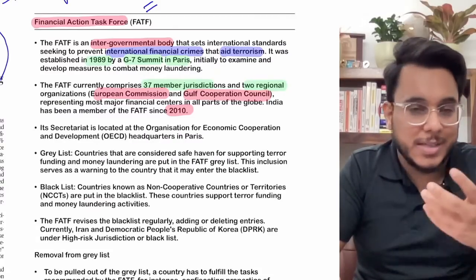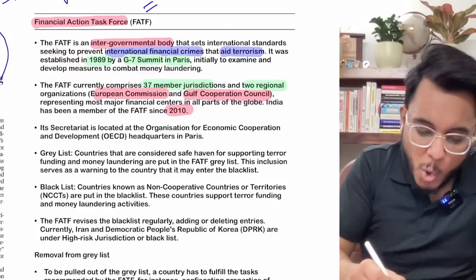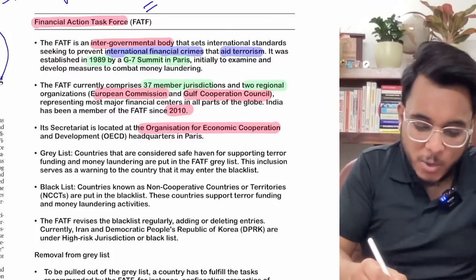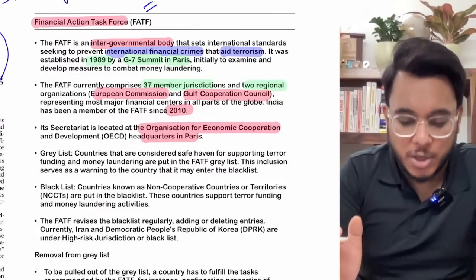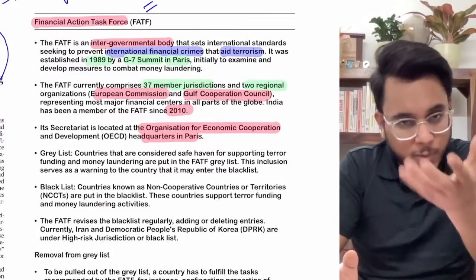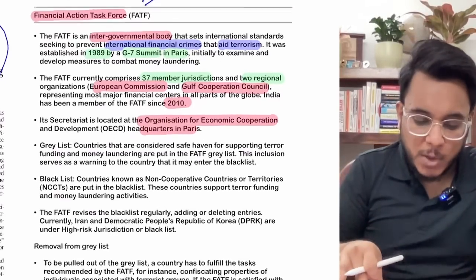The headquarters or the secretariat of this FATF is at the OECD headquarters in Paris. So OECD stands for Organisation for Economic Co-operation and Development. So at their headquarters, the secretariat of the FATF is also located.